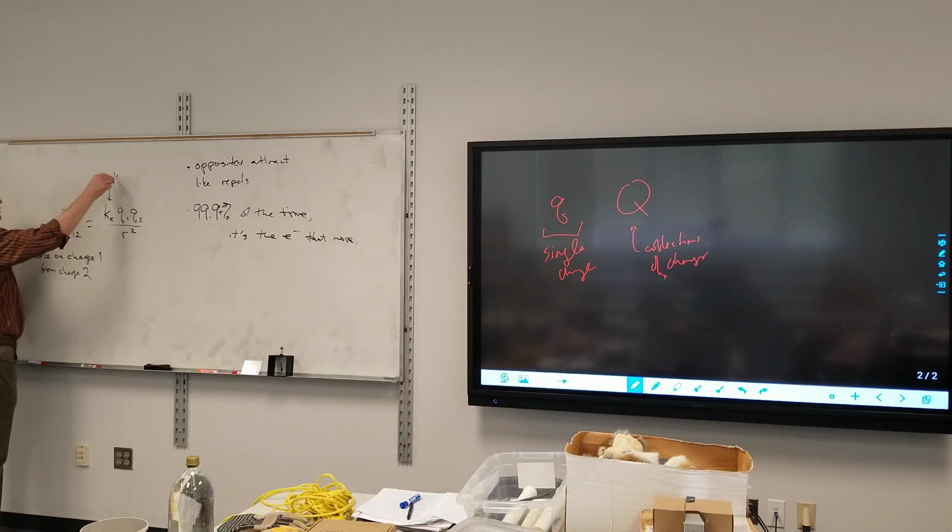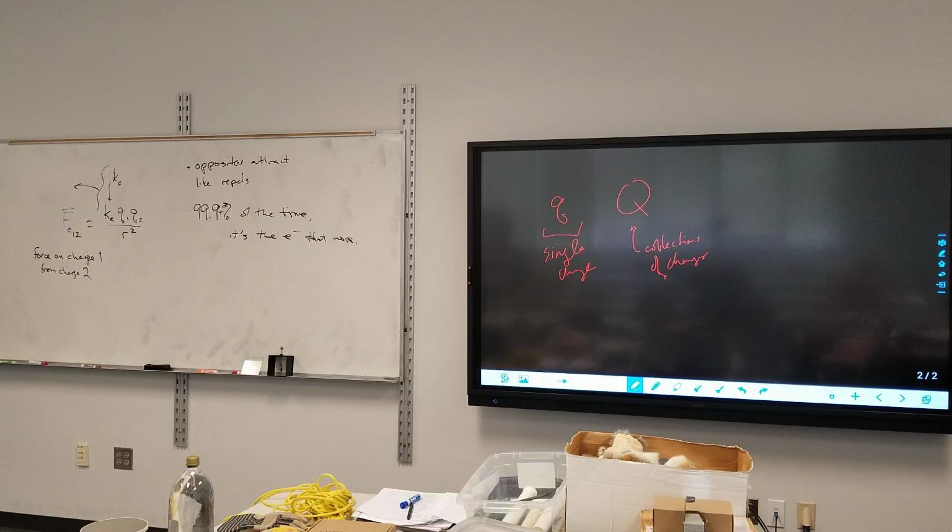Sometimes I will write K sub C, not E, but C, depending on my mood. This has two names, and thus the two different subscripts. This is either the electrostatic constant, or Coulomb's constant.